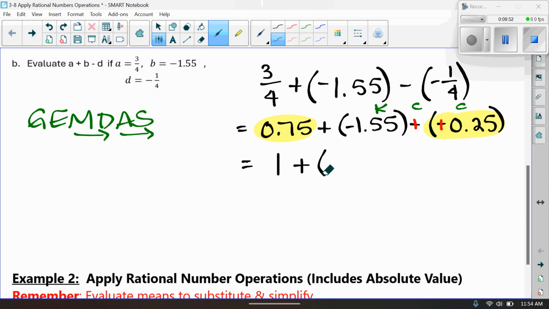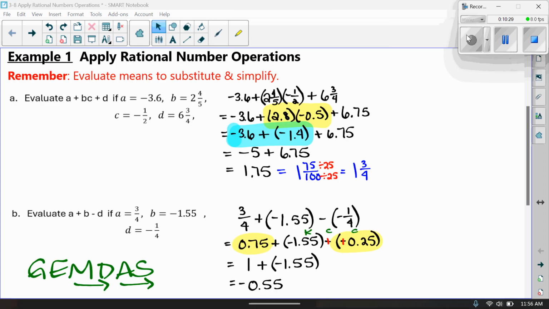So this is plus a negative 1.55. And now we subtract the digits and take the sign of the bigger number. So here, when we subtract, you can see you're going to get 0.55. And then that bigger number is going to be the 1.55, so this is going to be a negative. And that's your final answer. All right, so let's go ahead and move on to example 2.